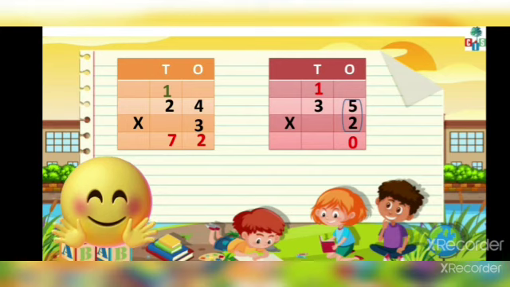Done? Now look at the tens column. 3 multiplied by 2. First we will multiply. 3 multiplied by 2. Okay. So 1 twos are 2, 2 twos are 4, 3 twos are 6. 6 plus 1. So 6 plus 1, 7. Right, students? Now, let's move to the next slide.